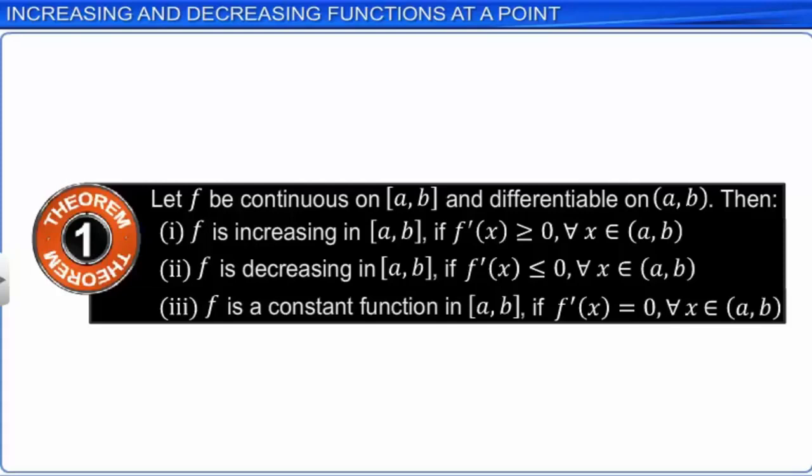Let a function f be continuous on closed interval a, b and differentiable on the open interval a, b. Then the function f is said to be increasing or decreasing depending upon whether its derivative is greater than or equal to 0, or less than or equal to 0, respectively. And the function is a constant function if its derivative is 0. Let us prove the theorem now.